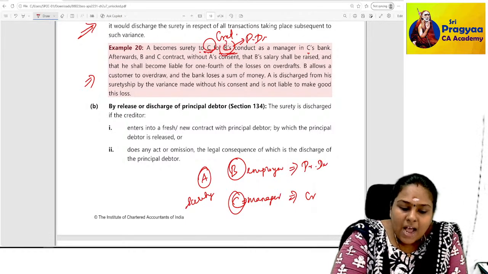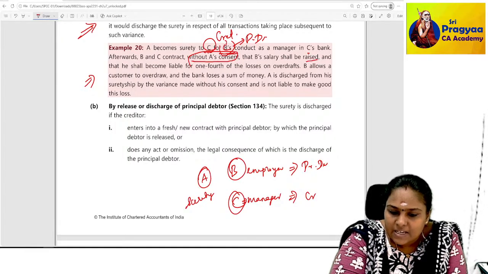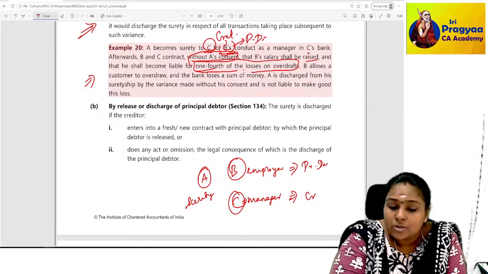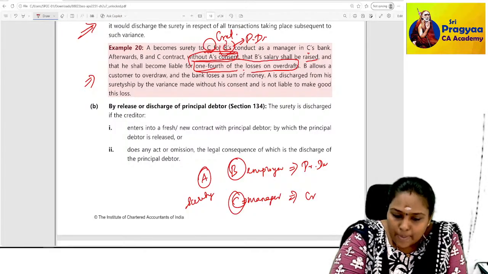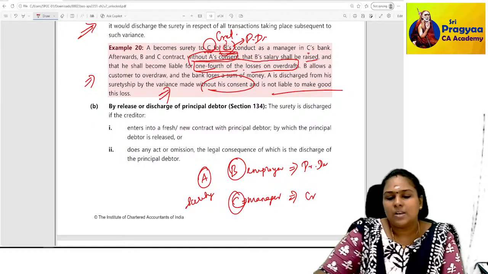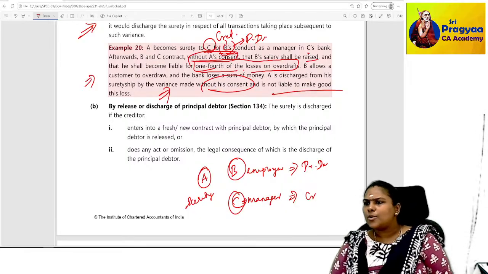Let us continue. Afterwards, B and C contract without A's consent that B's salary shall be raised and that he shall become liable for 1/4 of the losses on overdraft. B allows a customer to overdraw and the bank loses a sum of money. A is discharged from his suretyship by variance made without his consent and is not liable to make good the loss. Okay, now the problem that happened is, bank overdraft patti edavadhu idea irka?